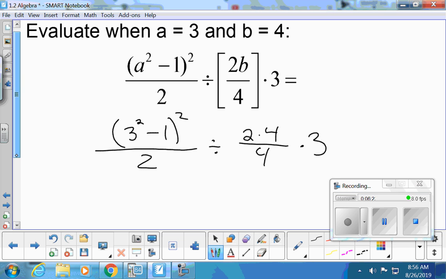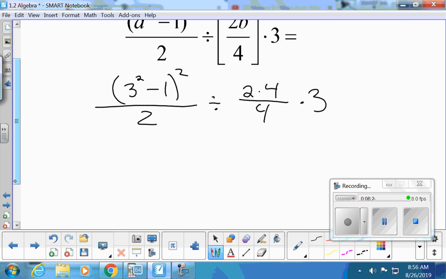All right, here goes. What do you guys think has to happen first? Jose? Yeah, this stuff right in here, I'll circle it in yellow. This is what's going to have to happen first because it's in the parentheses. 3 squared is 9 minus 1. So that would be an 8. And I still have that 8 squared there over 2.